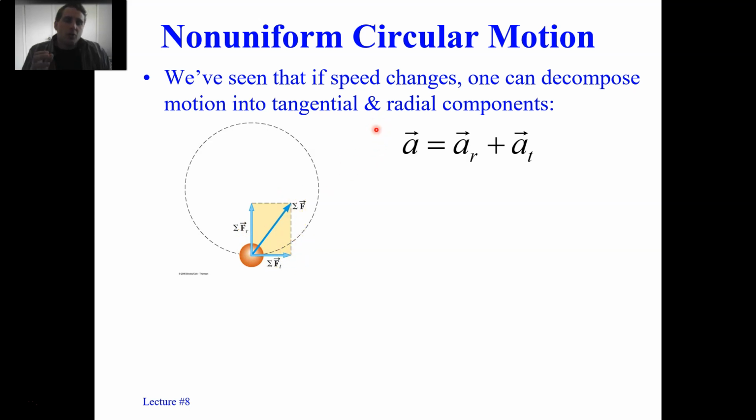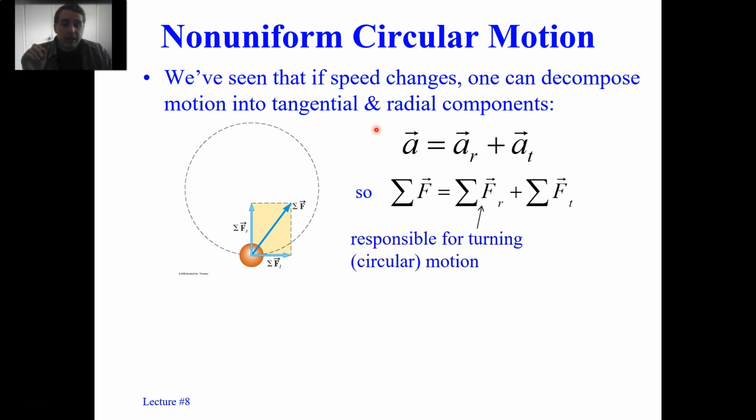Since we know the total acceleration is the radial plus the tangential acceleration as a vector, the total force should equal the total radial force plus the total tangential force. The radial force is responsible for turning the car, for changing its direction, for the portion that's circular motion or even part of a circular motion. Whereas the tangential force is responsible for changing the speed, speeding the car up, slowing it down.